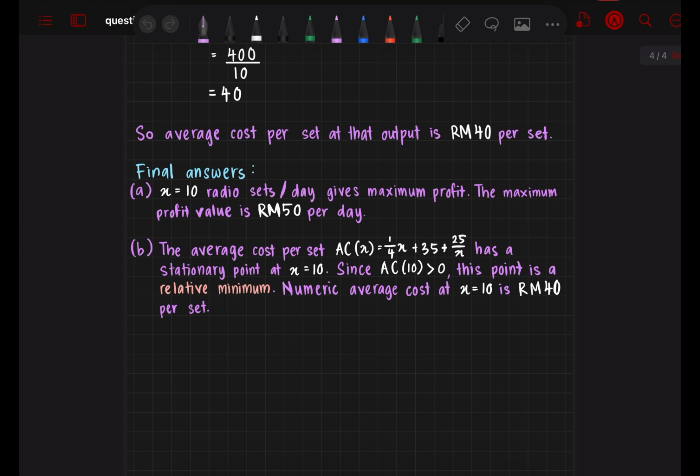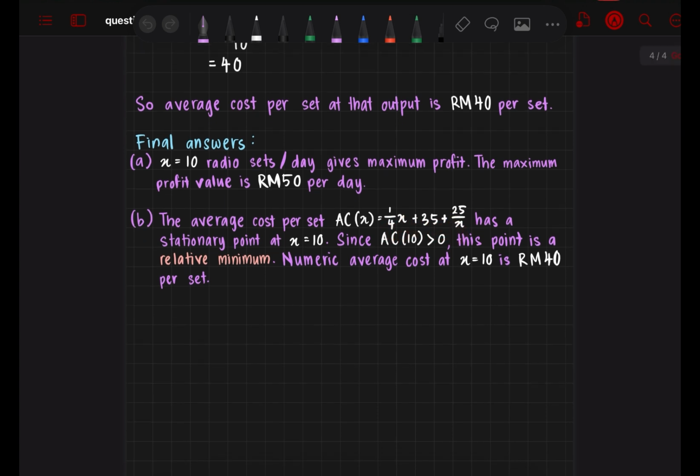So our final answer is, for question A, x equals 10 radio sets per day gives maximum profit. The maximum profit value is 50 ringgit per day. And for B, the average cost per set, 1 over 4 x plus 35 plus 25 over x, has a stationary point at x equals 10. Since AC double prime 10 is more than 0, the point is a relative minimum. The numeric average cost at x equals 10 is 40 ringgit per set.